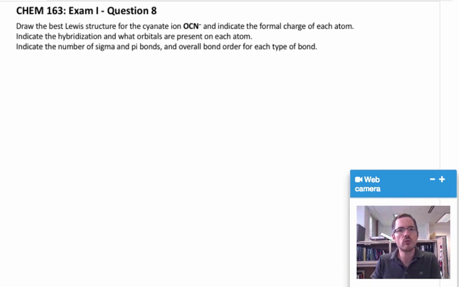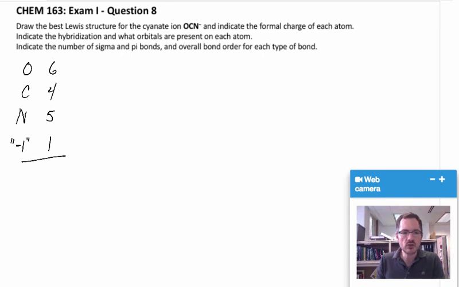Of course, whenever we want to draw the Lewis structures, break out every atom and figure out what your number of electrons will be. So oxygen has 6 electrons, carbon has 4, nitrogen has 5, and since we have a -1 charge, we're going to add in 1 more electron, which means you have a total of 16 electrons to work with.